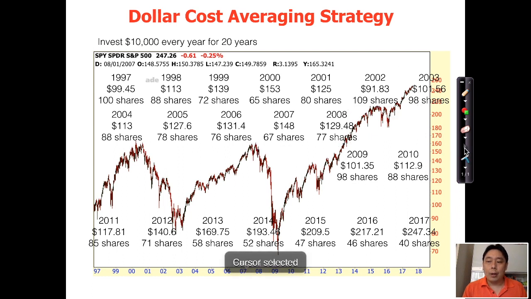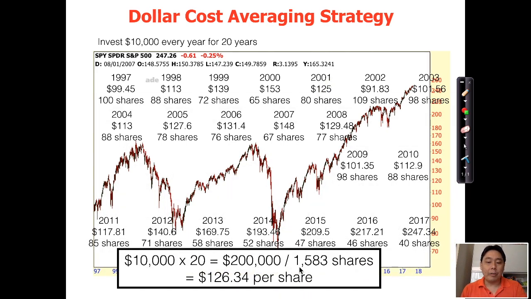So on average, what's your cost per share? So the total amount you invested is $10,000 times 20 years. That's $200,000. Okay, so $200,000 divided by the total number of shares that you bought. So if you add up all the shares you bought, it would be 1,583 shares. So 200,000 divided by 1,583, the answer would be $126.34 per share. So in other words, on average, over that period, you paid $126 per share, which is somewhere here.